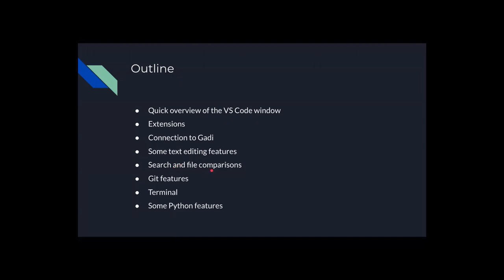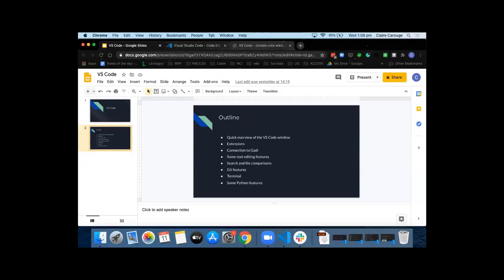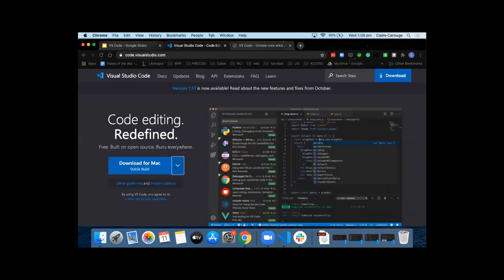search and file comparisons, Git features. There's a terminal in VS Code as well, so I'll show you how to work with the terminal, and some features more specific to Python or other languages, but for us, mainly Python. Okay, so to get started, first thing is how to get VS Code.